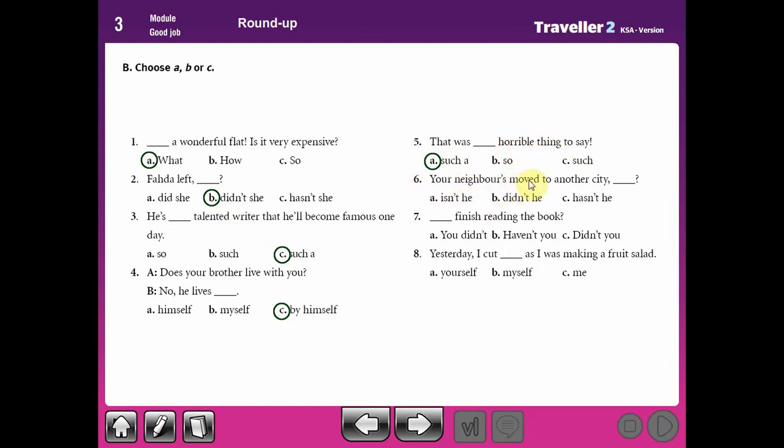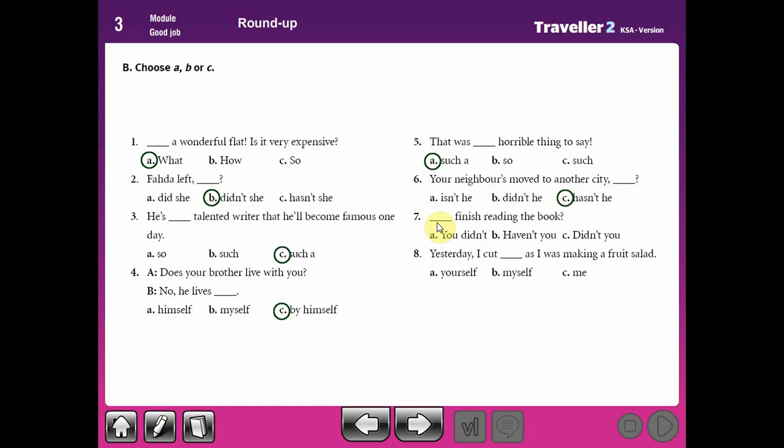Your neighbor's moved. The apostrophe s here means has. So your neighbor has moved. Moved here means has moved to another city. We need a question tag here, right? So isn't he, didn't he, or hasn't he? I said has moved, right? How did I know that it's has, not is? Because we have verb 3 here, so it's a present perfect, right?